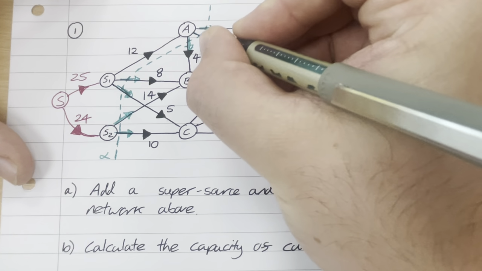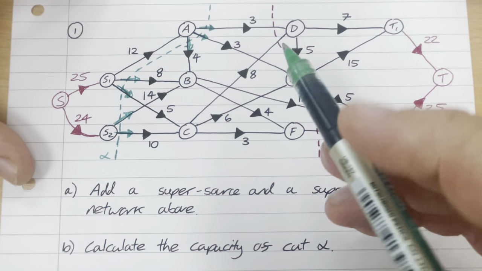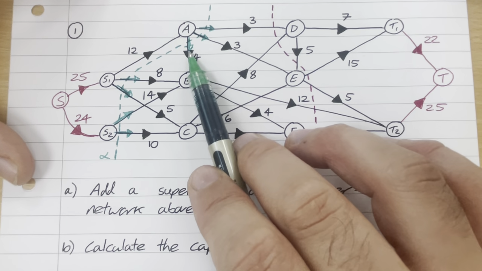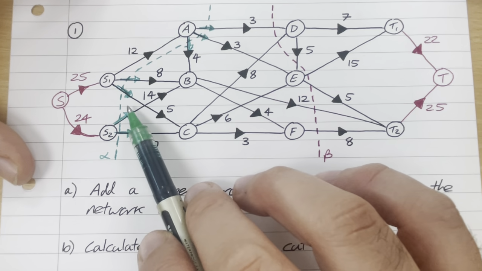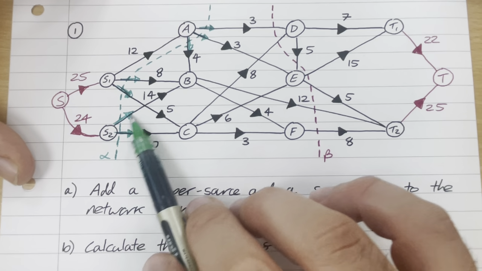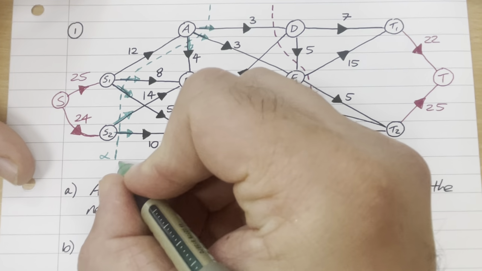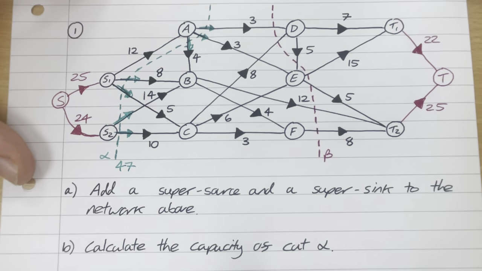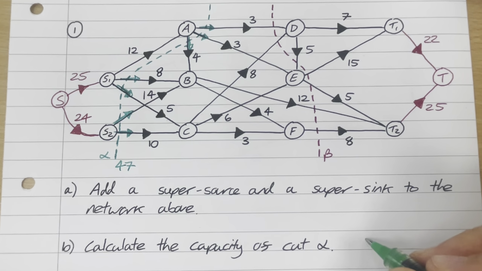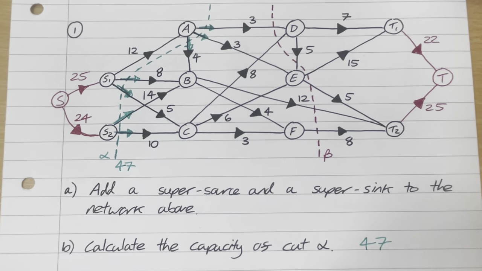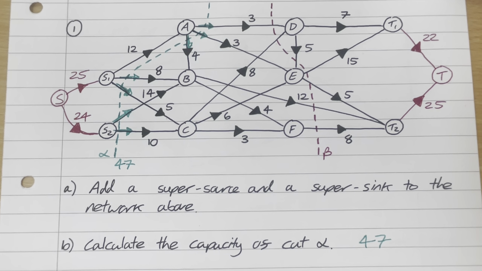Missed one from the top here. I'm going to include them all in our calculation. So that's going to be 3 plus 3 is 6, plus 4 is 10, plus 8 is 18, plus 5 is 23, plus 14 is 37, plus 10 is 47. So the value of cut alpha is 47. So I'm just going to pop 47 down here in the answer space.